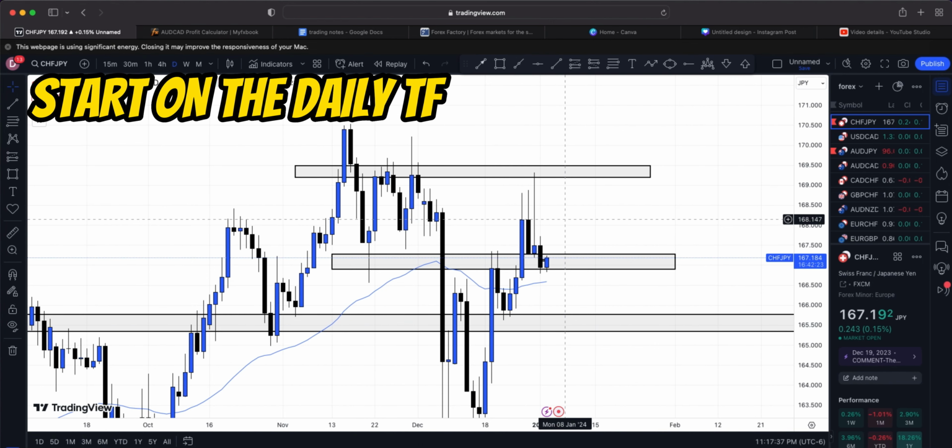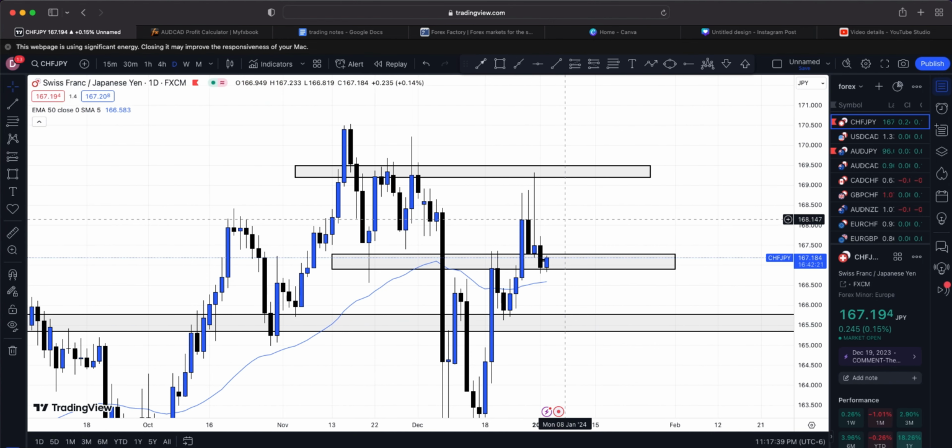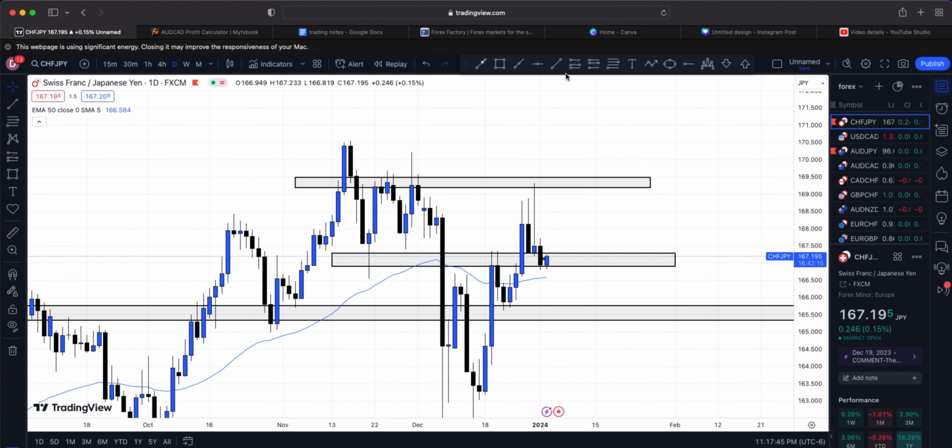So starting on the daily time frame, we are looking at zones where we could possibly take this trade. As we see, I already have two zones marked up. We have this zone right here. Where's my tool? I have this zone, and we also have this zone, and that's pretty much it.